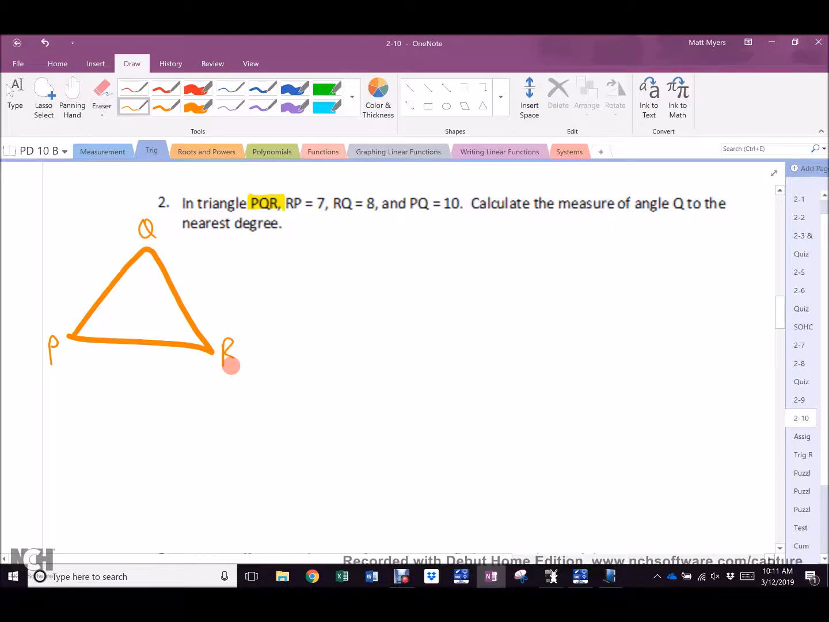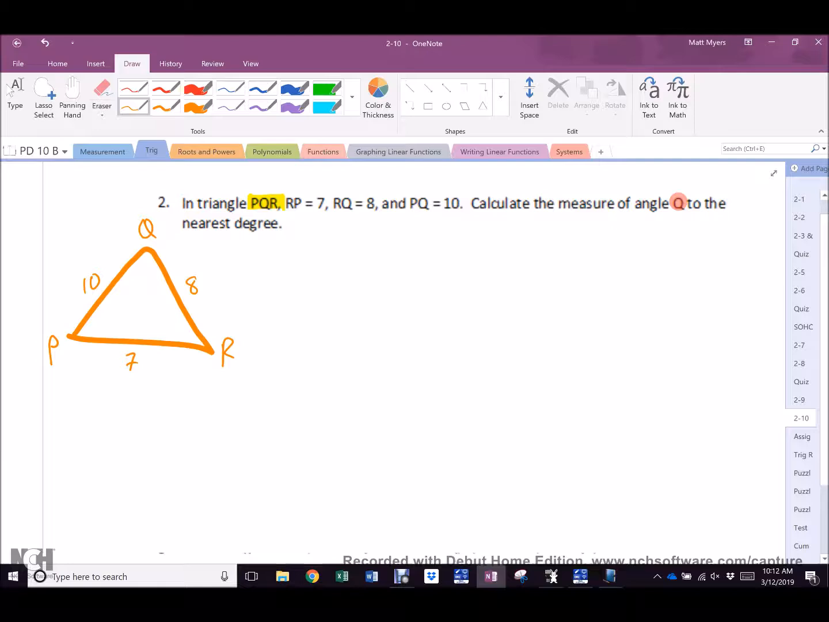Fill in the sides. How long is RP? 7. How long is RQ? 8. How long is QR? 10. I want angle Q, which means, do I need rearranged cosine law or regular cosine law?